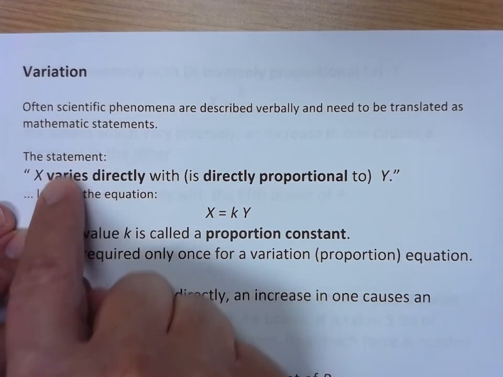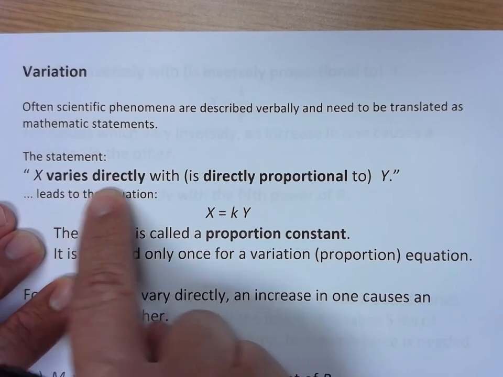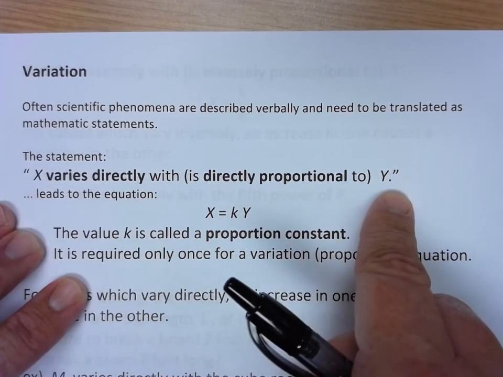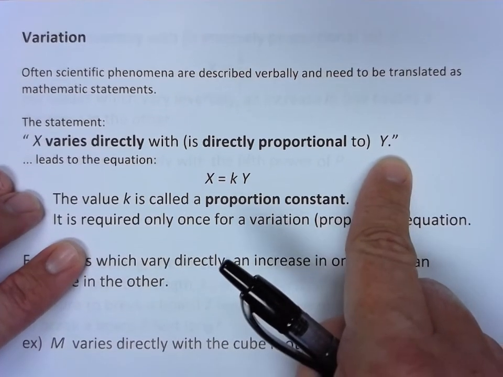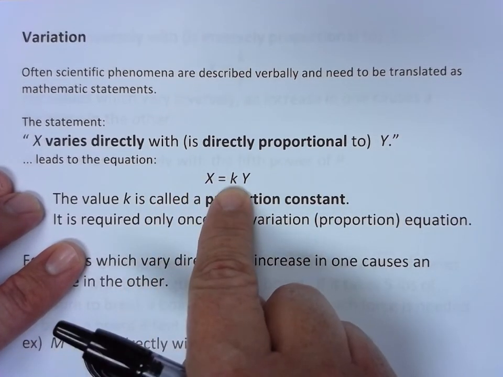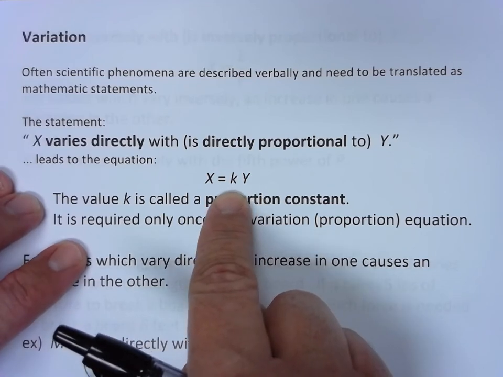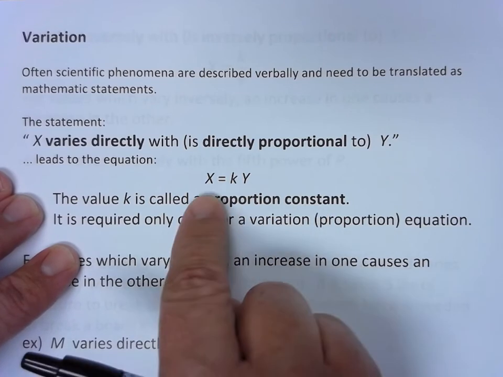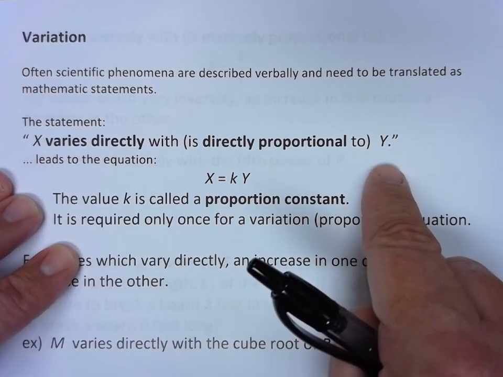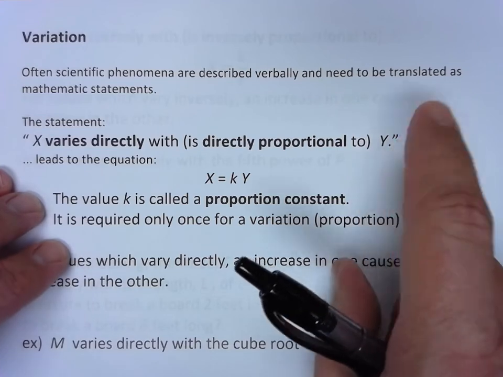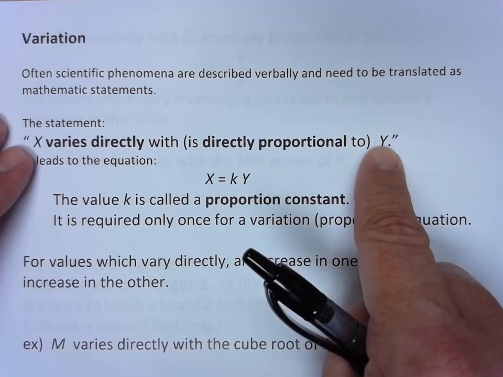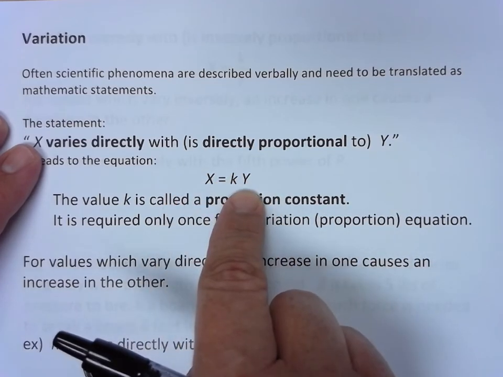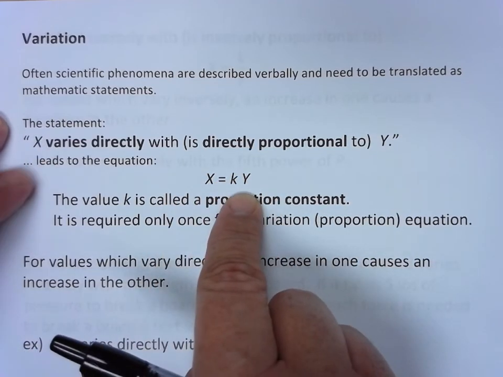For example, this statement that says x varies directly with y, or it could also say x is directly proportional to y, means that x equals some constant times y. The constant k is used to denote what's called a proportion constant. So keep in mind, if x and y are directly proportional, that just means as y gets bigger, x gets bigger. As y gets smaller, x gets smaller. It does not mean that x and y are equal to each other.